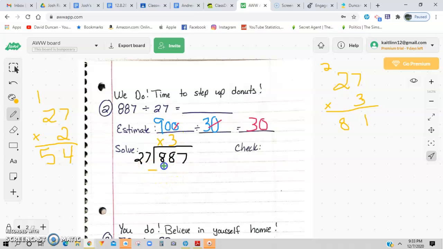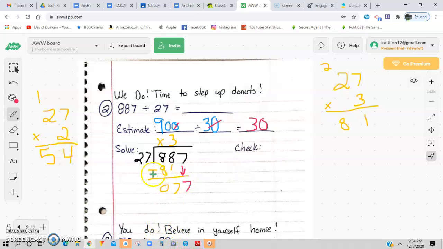I'm going to subtract 81 from 88. 8 minus 1 is 7. 8 minus 8 is 0. Well, I have a remainder now smaller than my divisor, so I know I'm good. Wrong. I still have a number in my house that I need to bring down. So I'm going to bring that 7 down to here, okay?